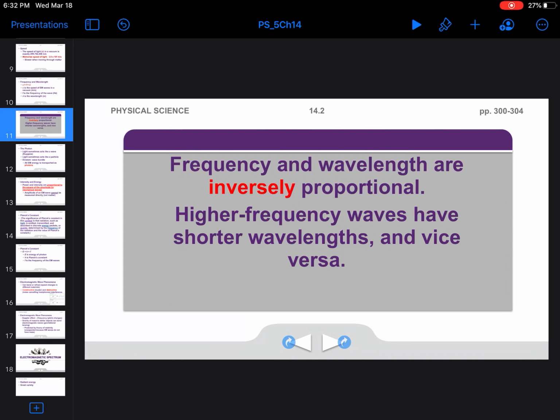Moving on, we see that frequency and wavelength are inversely proportional. Higher frequency waves have shorter wavelengths, and vice versa. A person with a high-pitched voice will emit sound waves that are much shorter in wavelength than somebody with a deeper voice. Deeper voices and deeper sounds will have much longer wavelengths, and you just need to remember this. You can look up pictures to help you understand the inverse proportional relationship between frequency and wavelength.